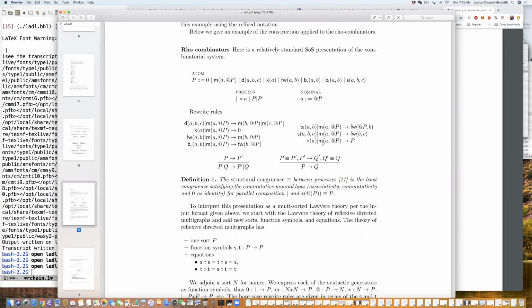So that means it works for lambda, it works for pi, it works for rho, it works for all the usual suspects.